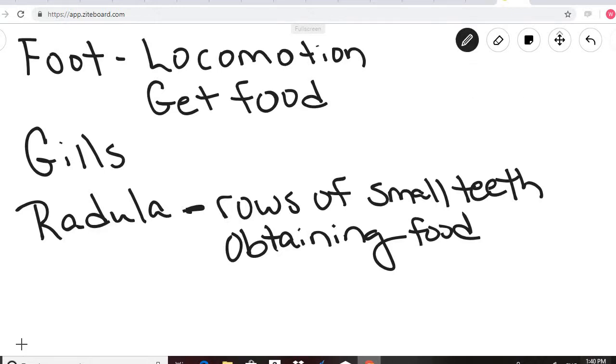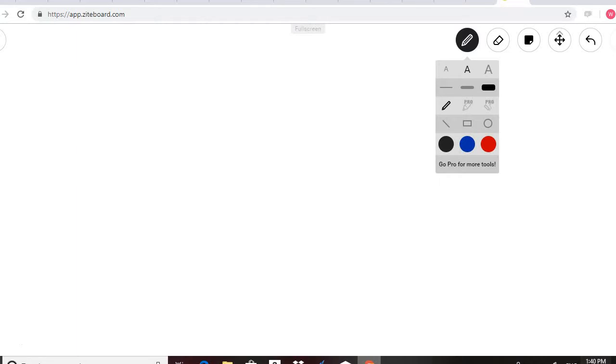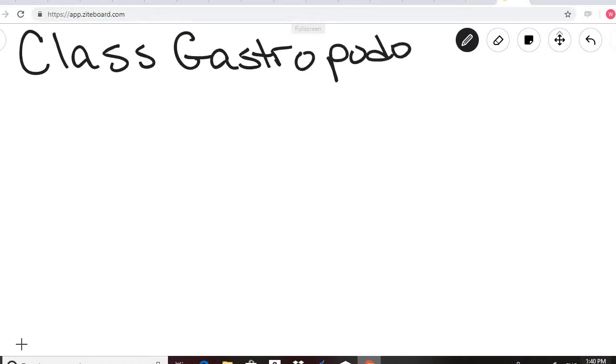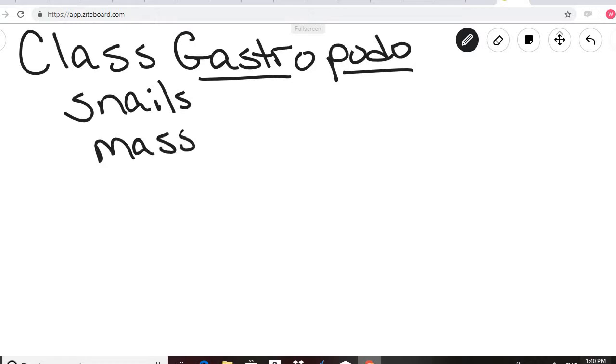Let's look now at some classes within it. So we'll start with class Gastropoda. So this literally means stomach foot. And the organisms that make up this class are the snails. And if you think about the snails, what a snail really is, it's a mass of organs that's surrounded with a shell.